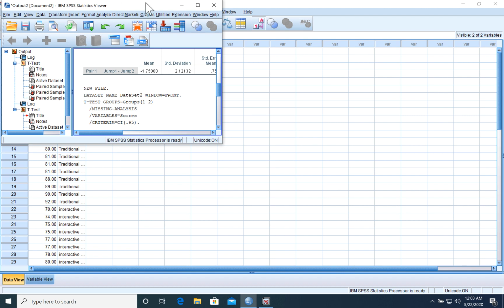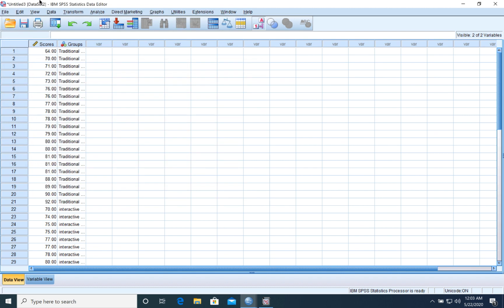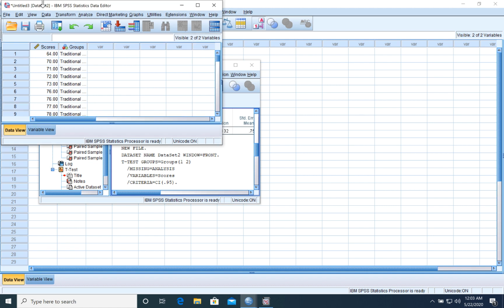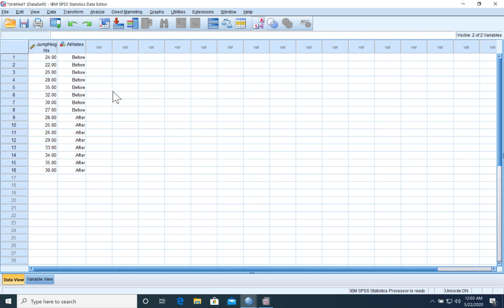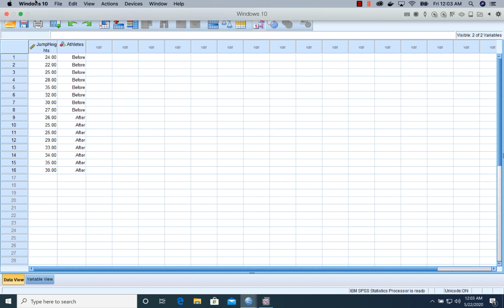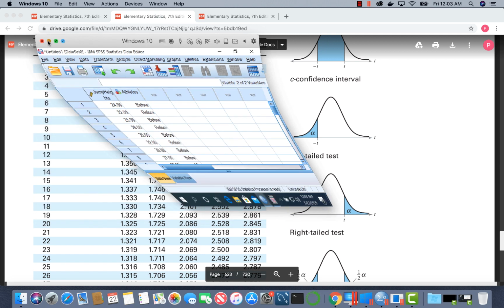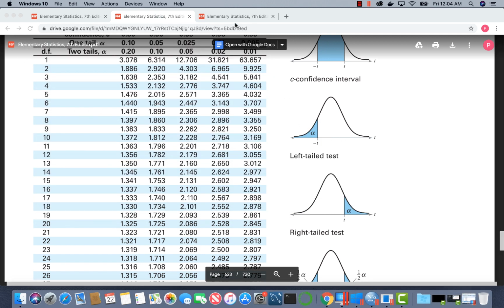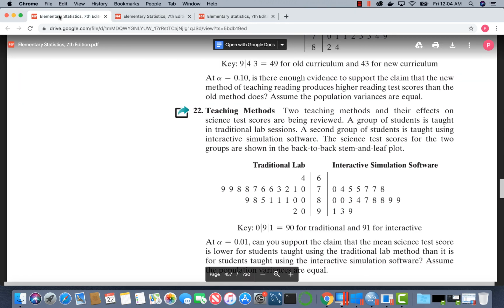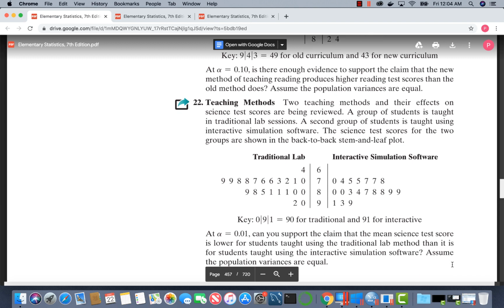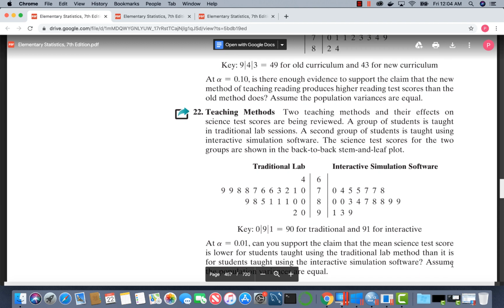That's what we conclude. So with that said, both ways there is not enough evidence to support the claim. So we got the same result both ways.